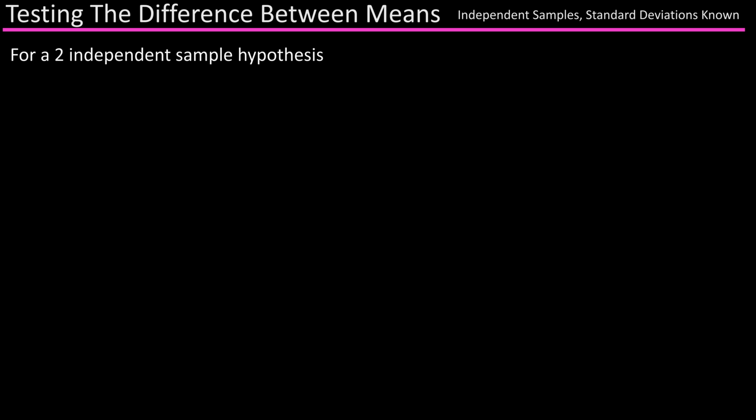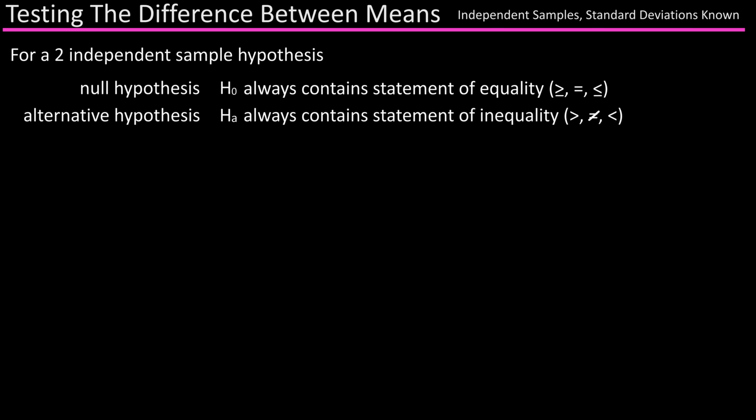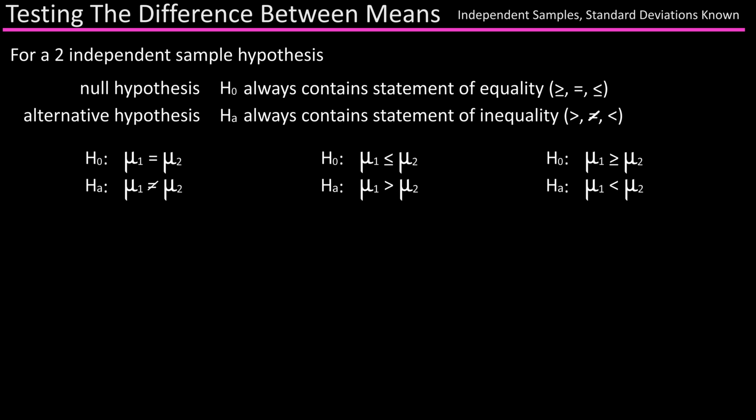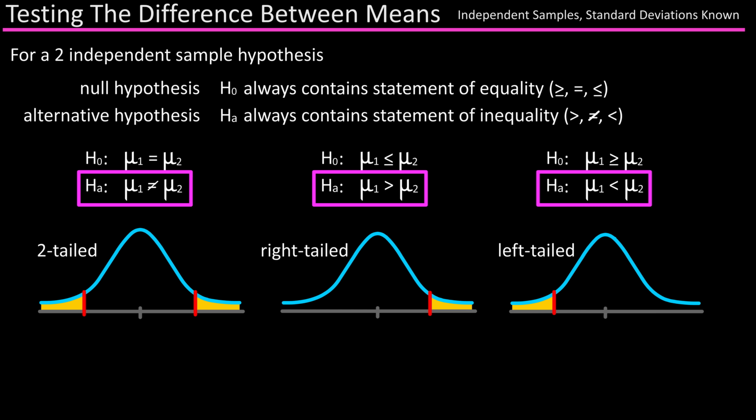For a two independent sample hypothesis, the null hypothesis, H sub 0, always contains a statement of equality: greater than or equal to, or less than or equal to. And the alternative hypothesis, H sub a, always contains a statement of inequality: greater than, not equal to, or less than. Just like in hypothesis testing with one sample, the usual pairing of hypotheses are listed here, with equals and does not equal paired, less than or equal to and greater than paired, and greater than or equal to and less than paired together. And you can look to the alternative hypothesis for the type of test. Does not equal is a two-tailed test. Greater than is a right-tailed test, and less than is a left-tailed test.